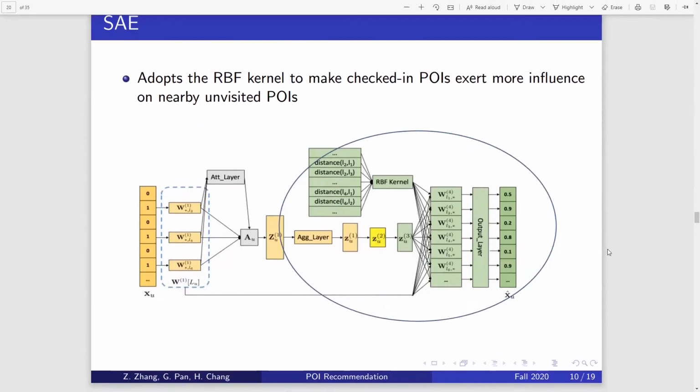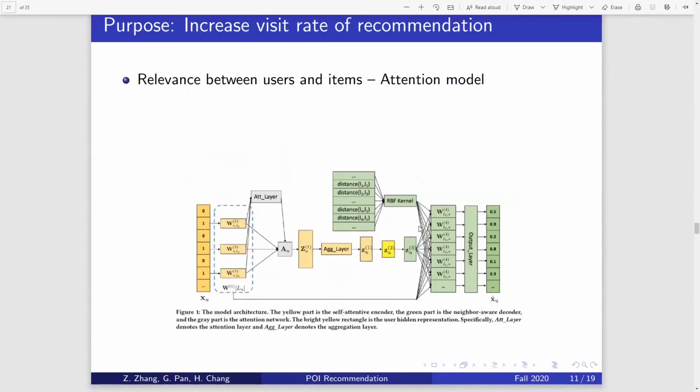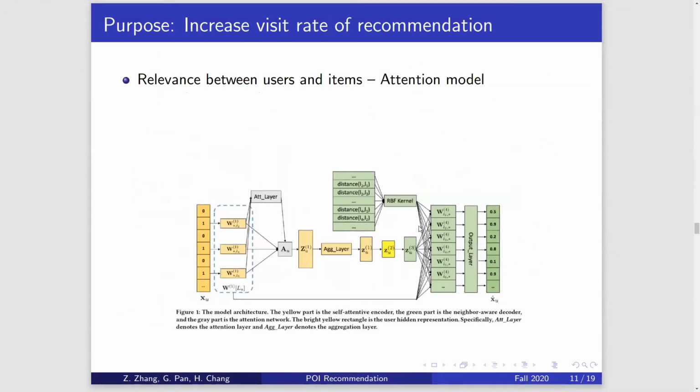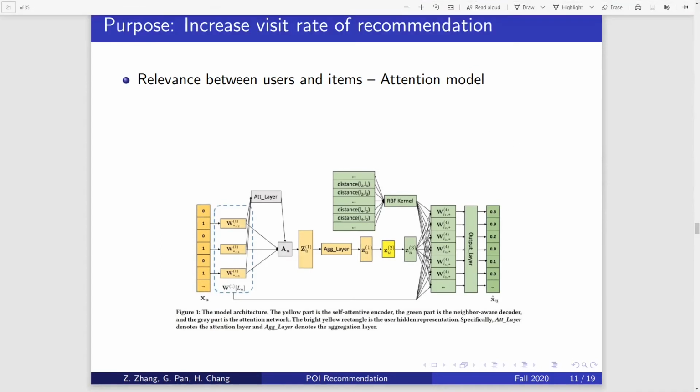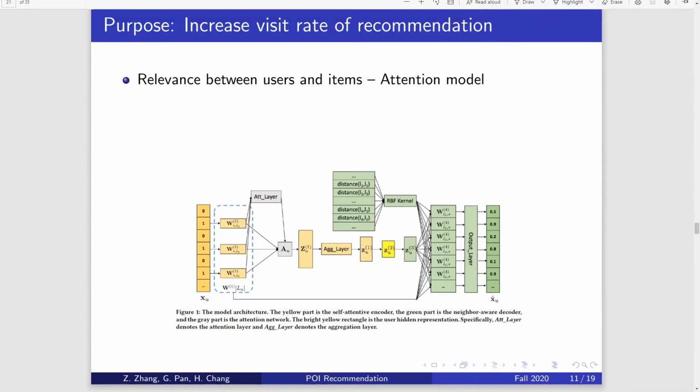Thank you, Tony. So next, I'm going to talk about the details of our algorithm. The purpose of a recommendation neural network is to find a way to increase the visit rate of our recommendations to users. At the beginning, an attention model was adopted to measure the relevance between users and items.